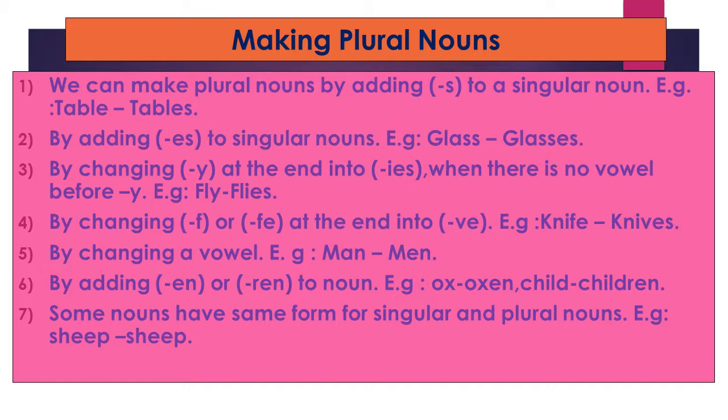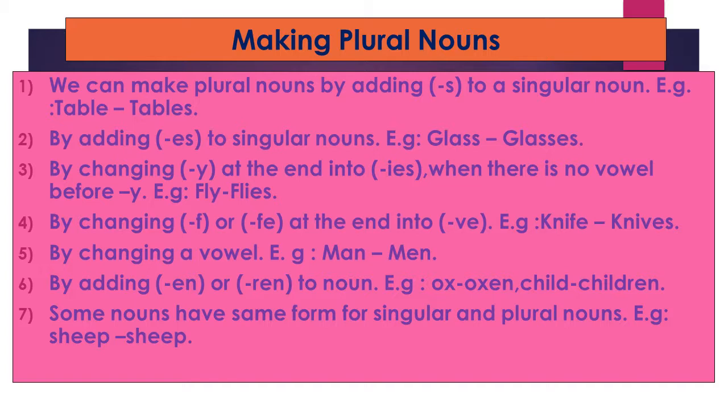Next is by changing F or FE at the end into VES. Example, knife. K-N-I-F-E, knife. The last 2 letters are F-E, children. To make this word into plural, we are removing FE and adding VES. So it becomes knives.